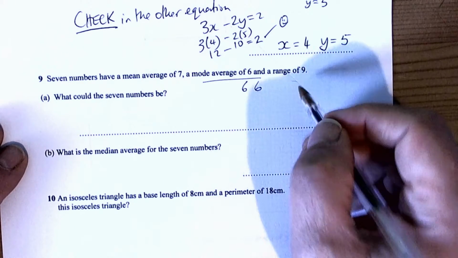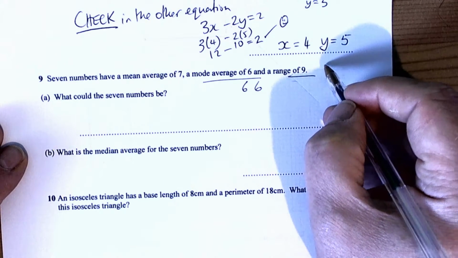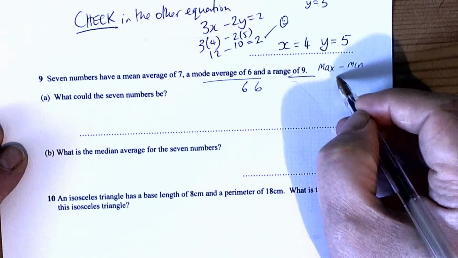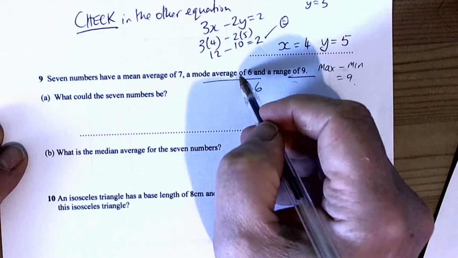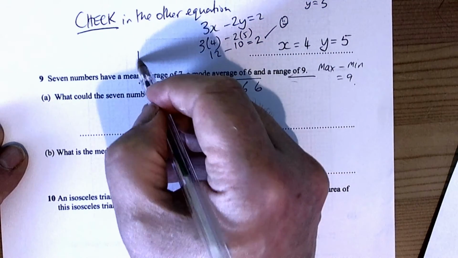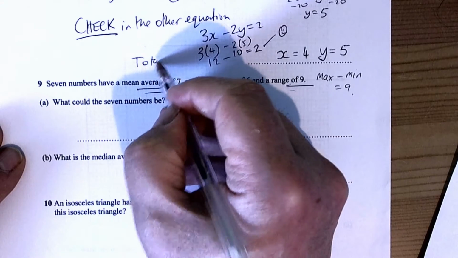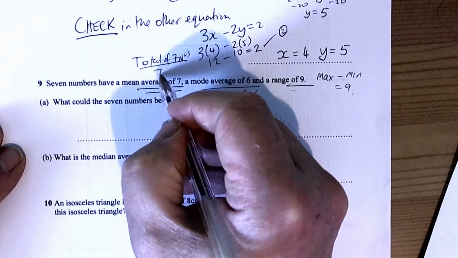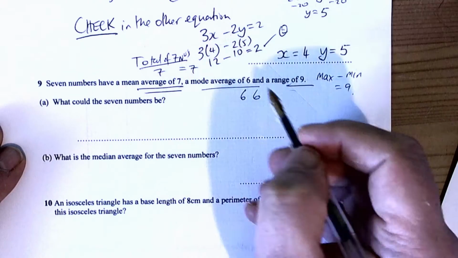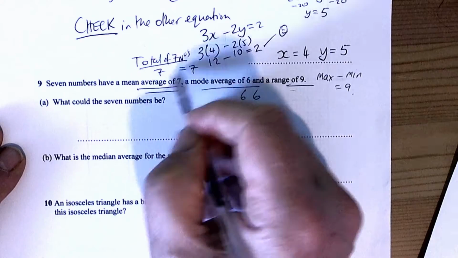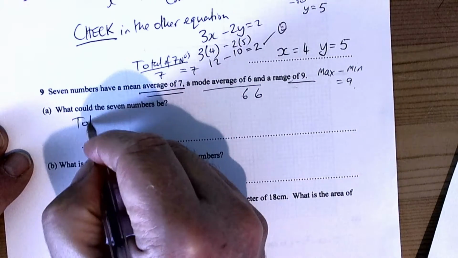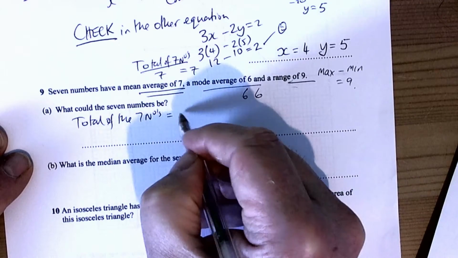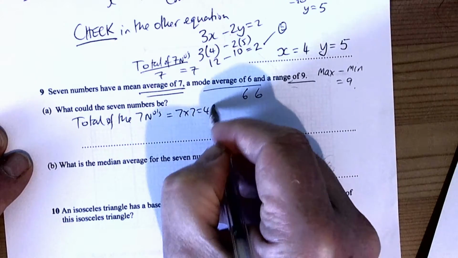So that's one clue. A range of 9 means that from the max value we're going to choose, take away the minimum value, then that must equal 9. And the mean average of 7 is telling us that we did a total of the 7 numbers, divide by 7, and that gave us an answer of 7. So we can go backwards with this to find out what the total was. So the total of the 7 numbers must equal 7 times 7, so 49.